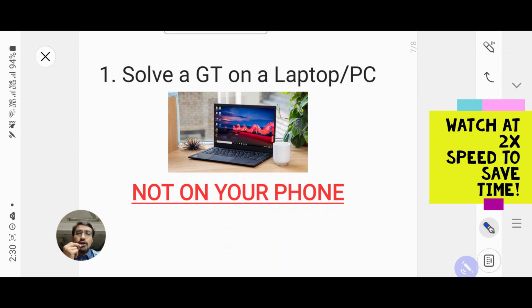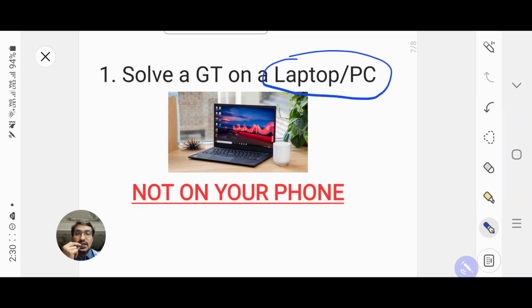Solve GT on a laptop or a computer and not on your phone. Why? Because it will help you simulate the surroundings, so you'll exactly know how you're going to be giving your examination on the day of the exam. And why not on your phone? Because you can get distracted very easily. You can get a WhatsApp notification, and even if you switch off the notifications, it is highly likely that you could get distracted by something or the other. You tend to get distracted more often on the phone than the laptop, so I highly recommend giving it on the laptop or a PC.